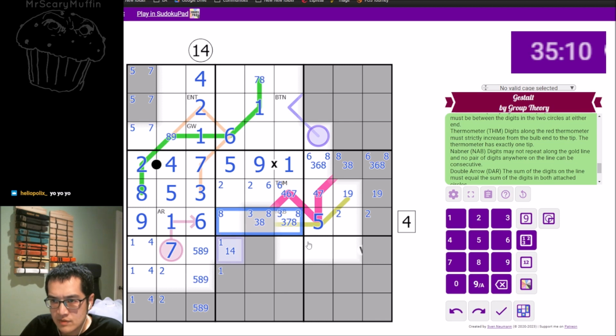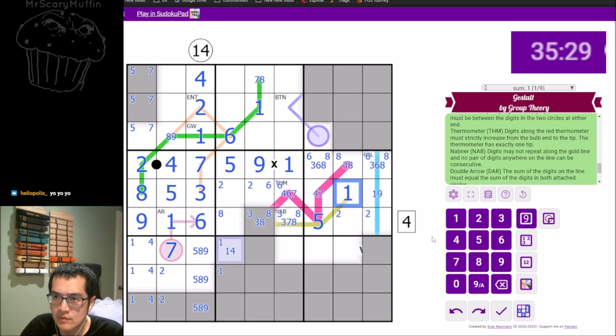That puts the 8 here. So now we have a 7, 8, and a 9. And then we have a 2 into a 5. Even if this is a 4, 4, 5, 7, 8, 9, that's 5 numbers. That's way too high for a skyscraper, so this can never be 9. This is always a 1. This can't be a 7. This is a 3, 8 pair now.